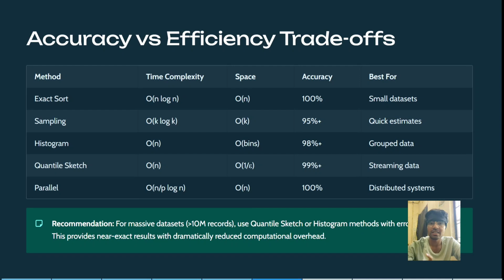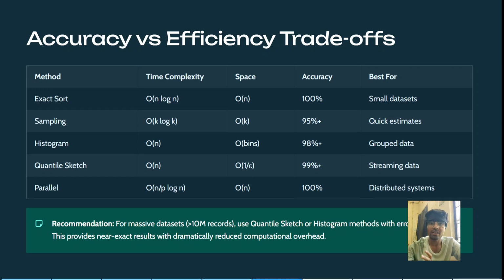For 10 million records, use a sketch algorithm or histogram method with an error bound of 1% or less. For quick estimates and dashboards, sampling is perfect. For distributed systems, go with parallel processing. Choose based on your specific constraints.